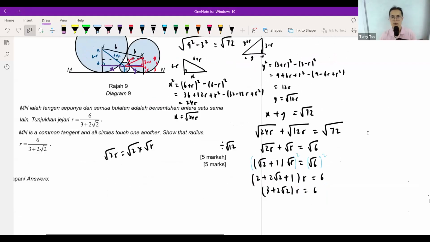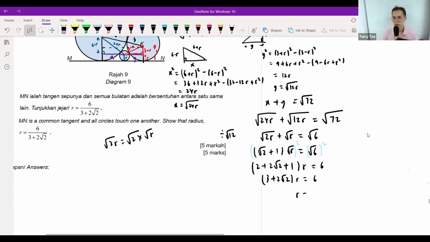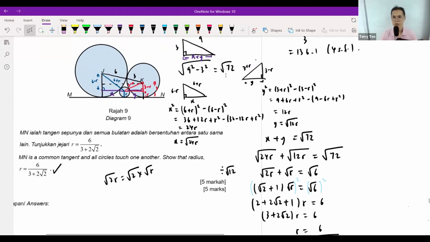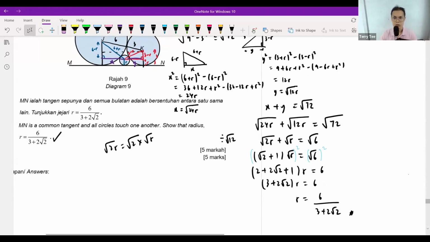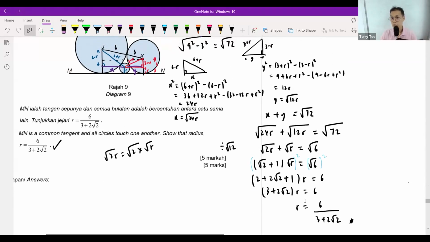Last step, just divide them. We're almost there. Divide, bring it over, 3 plus 2 root 2. There you go. You got your r equals 6 over 3 plus 2 root 2. Yeah, I must say this question is quite long, quite difficult, right? You draw a triangle out. If you don't, you can't see the shape. It's difficult for you to move up to this answer.